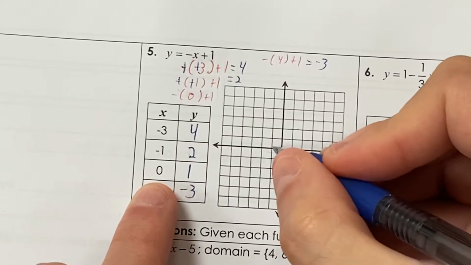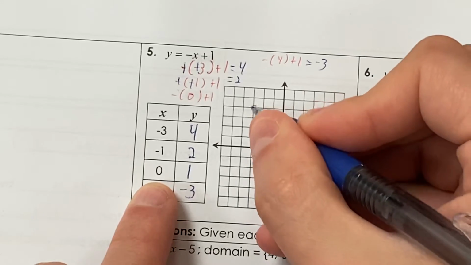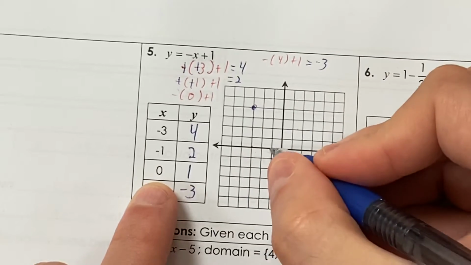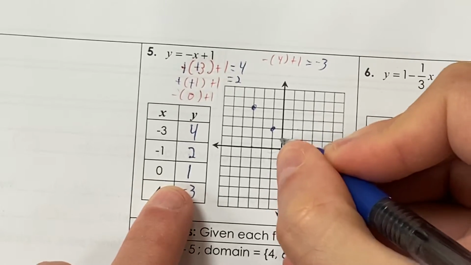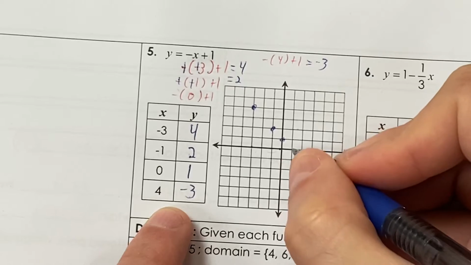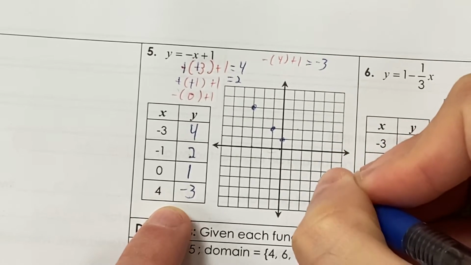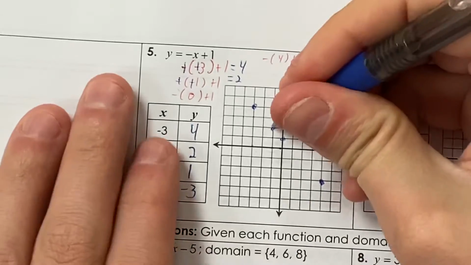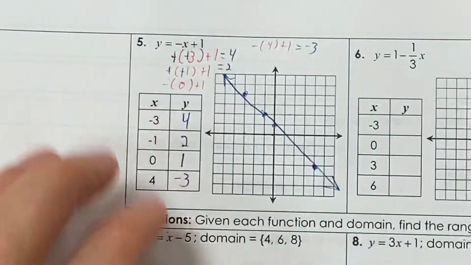Then you plot backwards 3, upwards go 4. Negative 1, positive 2. 0, 1, 1, 2, 3, 4, down go 3. And there you go. Like so.